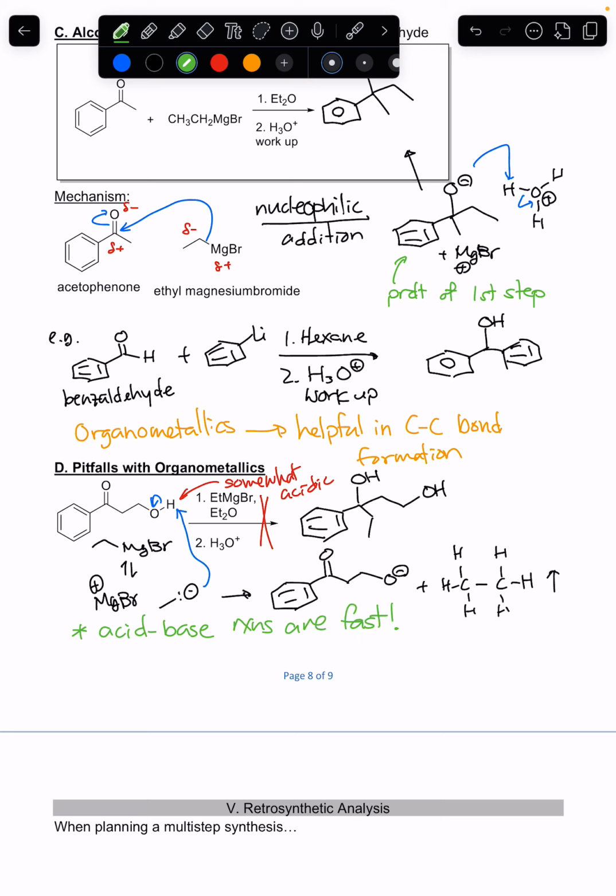So some caveats to remember: an acid-base reaction like this, or any acid-base reaction, is very fast. So that's usually the first thing that happens before any other reaction can happen. And organometallic reagents are very strong bases, so they'll be protonated by any hydrogen on a heteroatom.